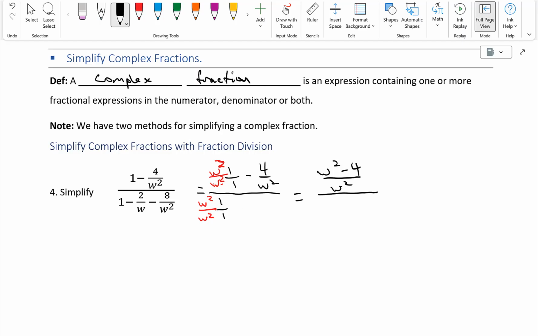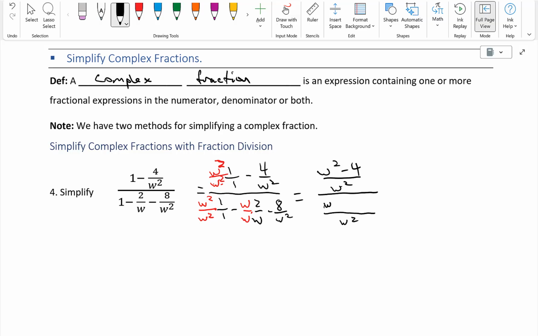The second term, the 2 over w, I can just multiply by w over w. Let's move that minus to get my common denominator. And then I have a minus 8w squared already for my last term. So we'll all have that denominator of w squared now.